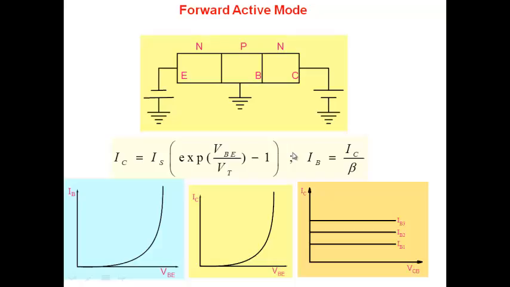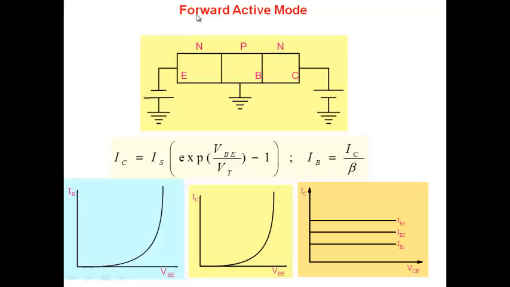I'll come back to common base and common emitter in a moment here. All right. So any questions with respect to this mode of operation, which is called forward active mode? Now, if you're wondering why I am calling it forward, you can see that I'm making one junction forward biased and the other junction reverse biased. The emitter-base junction is forward biased and the collector-base junction is reverse biased.